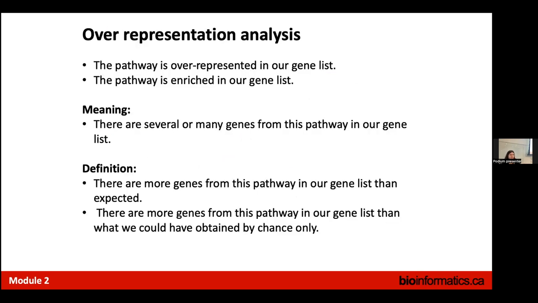Okay, so some definitions. When we speak about over-representation analysis, sometimes we say that the pathway is over-represented in our gene list, or we say the pathway is enriched in our gene list. Simply, it just means that there are several or many genes from this pathway in our gene list, but a more accurate definition would be that there are more genes from this pathway in our gene list than what we could have obtained by chance only.